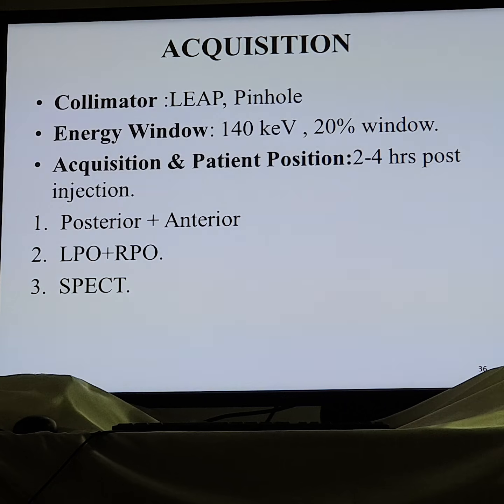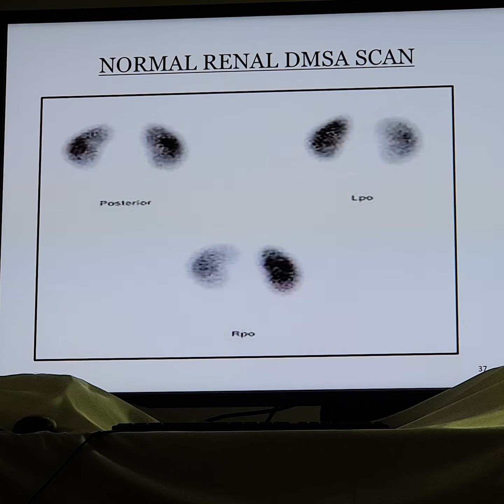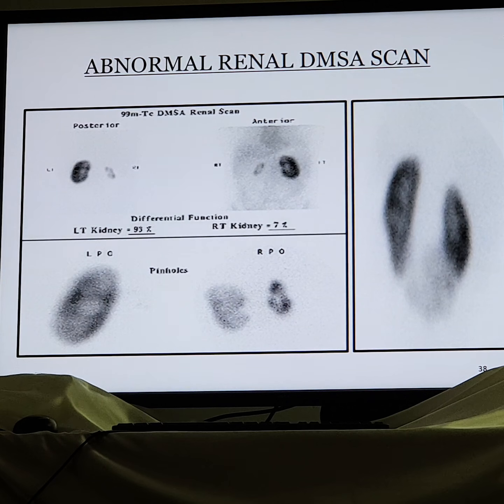After the patient is injected, the scanning will be at 2 to 4 hours, and we can use a 24 hour post-injection scan, depending on the patients, especially those who have renal failure. We will scan them after 24 hours. The scanning will be anterior and posterior, left posterior oblique and right posterior oblique as well. SPECT may be needed. And this is the image of DMSA. Here the right kidney is atrophic, the left one is okay.